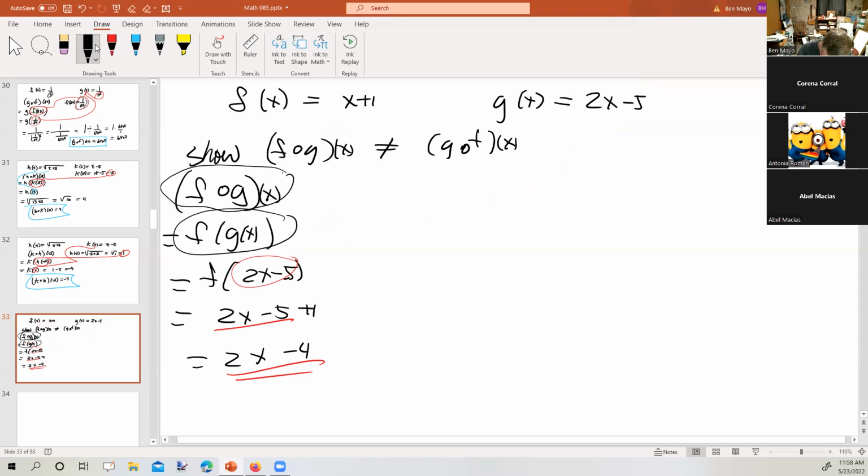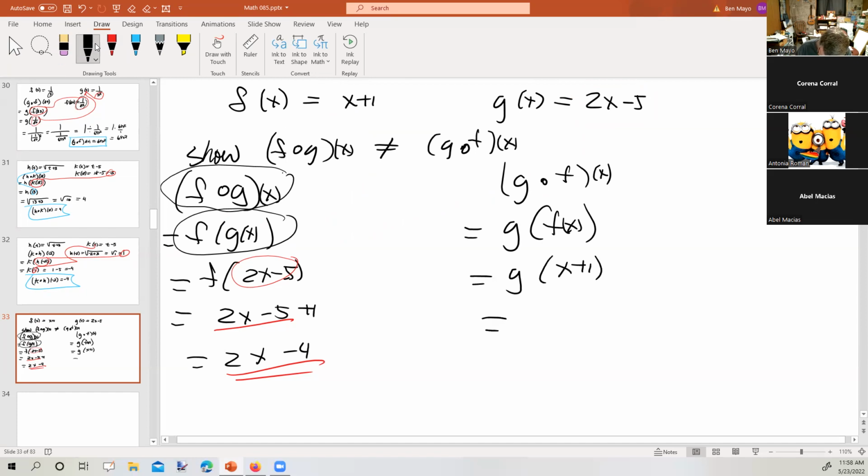Now, let's take g composed with f of x. Well, that's equal to g of f of x, which is g of x plus 1, which is 2 times x plus 1 minus 5, which is 2x plus 2 minus 5, which is 2x minus 3.